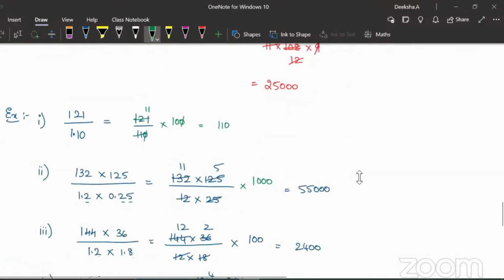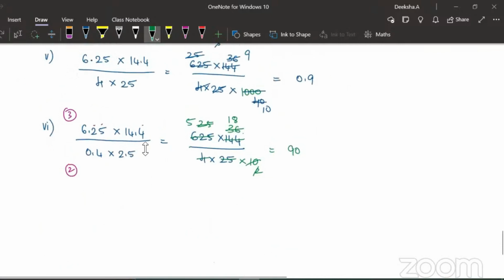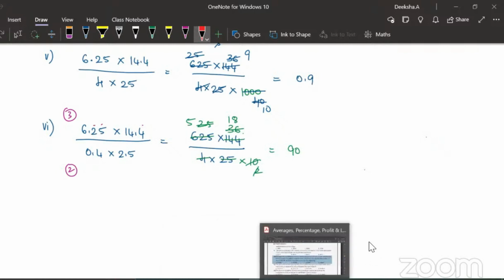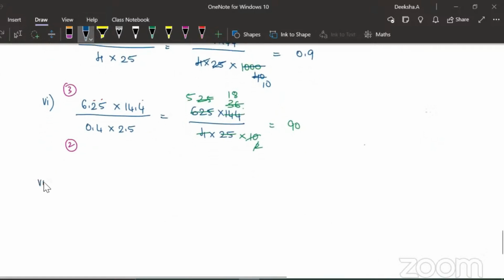Which one you want me to do it one more time? This last example, where decimal number is there both in numerator and denominator. Can you please be specific which one you want? Last one, yeah. So we'll take one more example of this type.